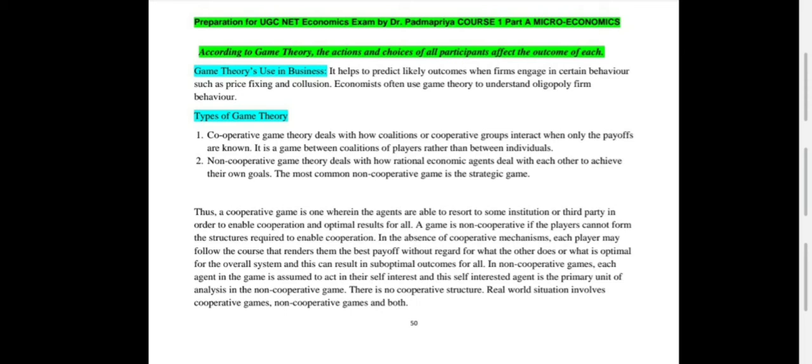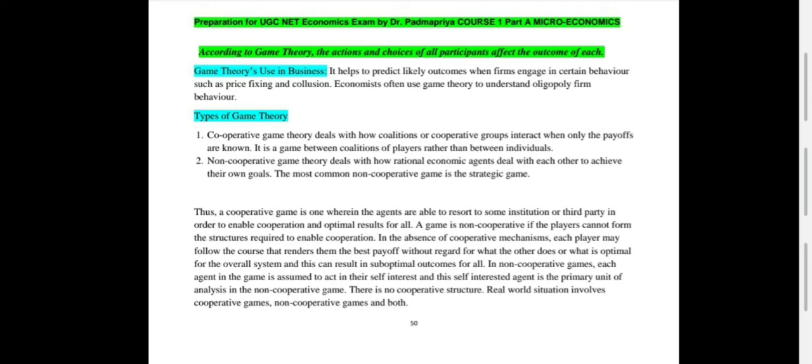So what does it mean? Each one is playing for themselves. They're selfish. And so this can result in suboptimal outcomes for all. The selfish behavior of an individual player affects the outcomes of the other players. In non-cooperative games, each agent in the game is assumed to act in his own self-interest, and this self-interested agent is the primary unit of analysis in the non-cooperative game. So the agent is self-interested. They are not interested in the welfare of society or the common welfare. There is no cooperative structure.